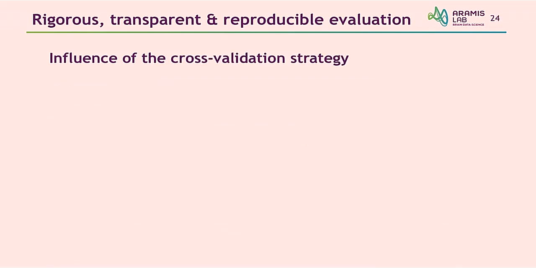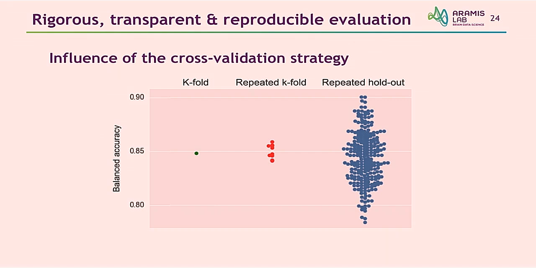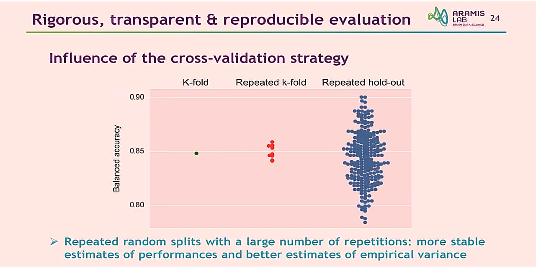Then we want to see the influence of the cross-validation strategy on how the results look. Here we tested just one iteration of a k-fold, then we repeated the k-fold for 10 iterations, and then the repeated holdout with 250 iterations. You see that whenever possible, and as has been mentioned in the previous talks, it is really recommended to use repeated random splits with a really large number of repetitions to yield more stable estimates of the performance and better estimates of the empirical variance.